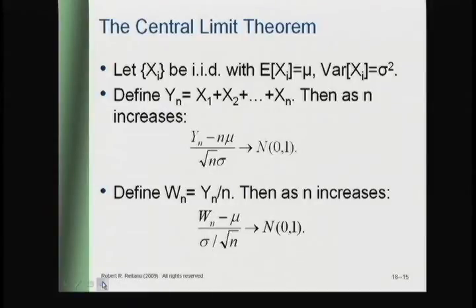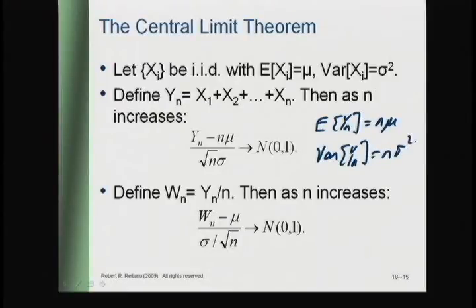It's not a difficult calculation to show that what we're subtracting in the numerator is the mean of yn. You can easily verify that the mean of yn, it's just a calculation we saw earlier, is n mu. And what we're dividing this difference by is the standard deviation of yn. You can easily see that the variance of yn is in fact n sigma squared. So what we're doing is taking the random variable yn, subtracting its mean, dividing by its standard deviation, and that is going to be a standard normal in the limit.